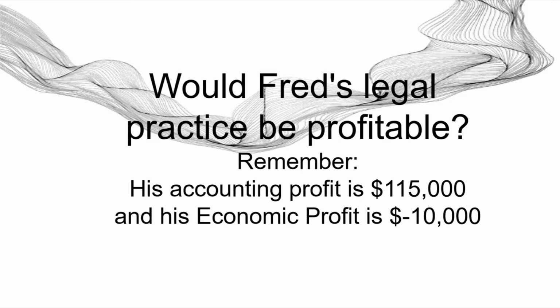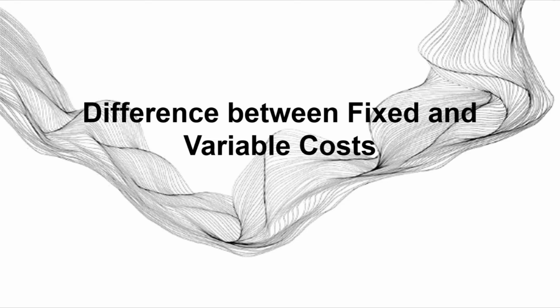So now, after knowing the accounting profit and economic profit of Fred, let's now answer the question. Would Fred's legal practice be profitable? Remember that his accounting profit is equal to $115,000 and his economic profit is equal to negative $10,000. The answer will be yes. Fred's legal practice is still profitable. The problem is, he earned $10,000 less compared to his previous salary. After solving the problem of Fred, let's now proceed to the difference between fixed and variable cost.